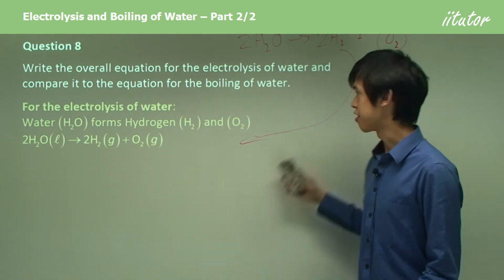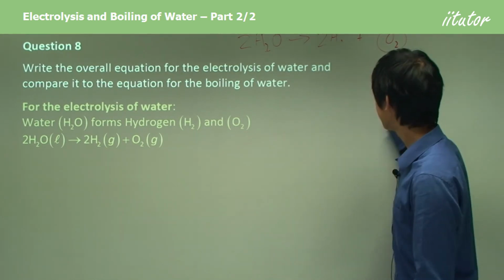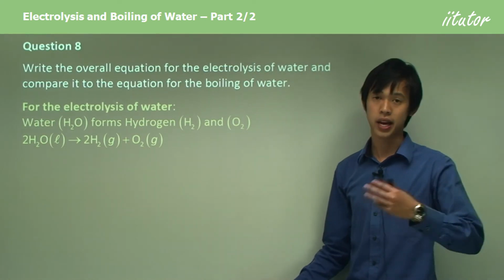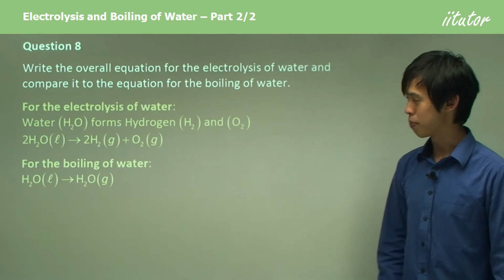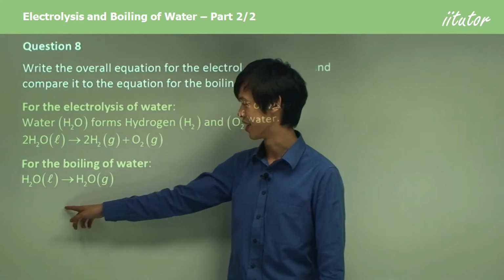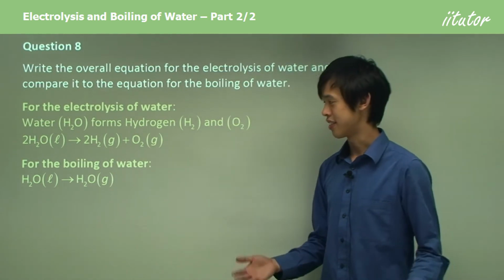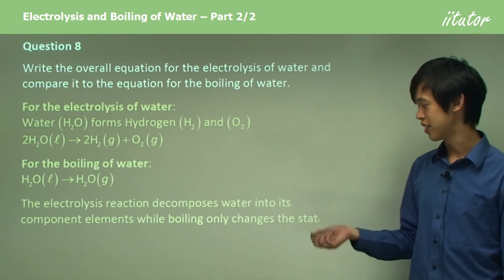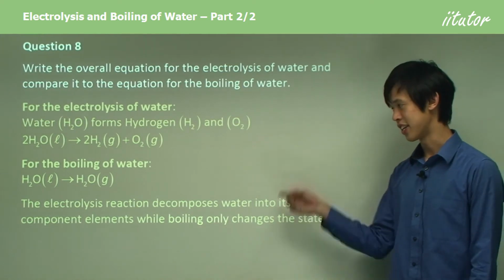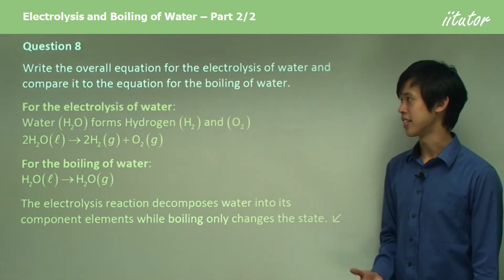That's one way of answering questions when you don't know what the reaction is, just by writing down all the things that you do know, and then balancing the equation. Now for the boiling of water, all you've done is turn liquid water into water gas. So that's the difference. The electrolysis reaction decomposes water into its component elements, while boiling just changes the state, as you can see. So that's how we compare the two.